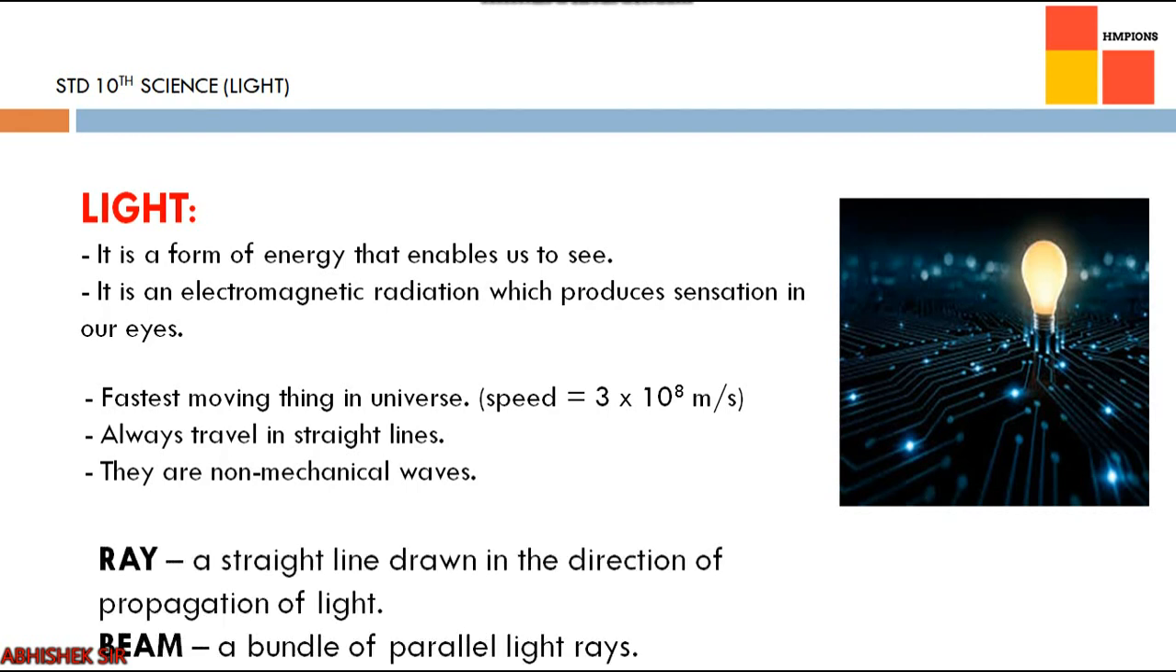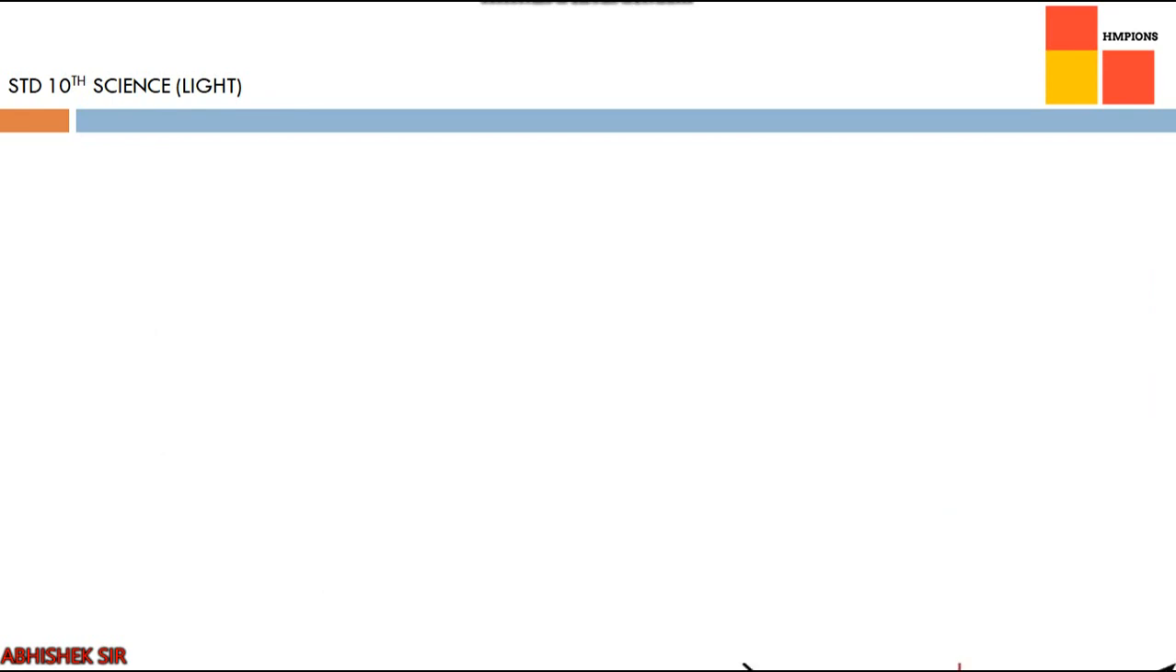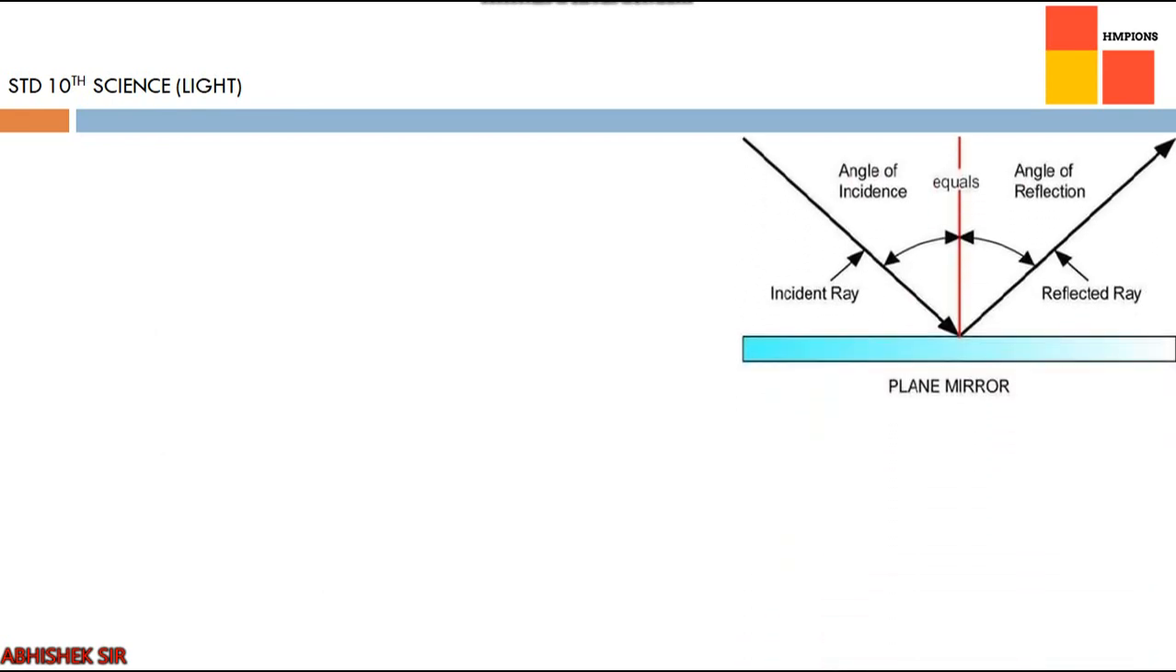Now, whenever we represent light in the form of a diagram, we use two things, that is ray and beam. What is a ray? A ray is a straight line drawn in the direction of propagation of light. And what is a beam? A beam is nothing but a bundle of a few parallel light rays.